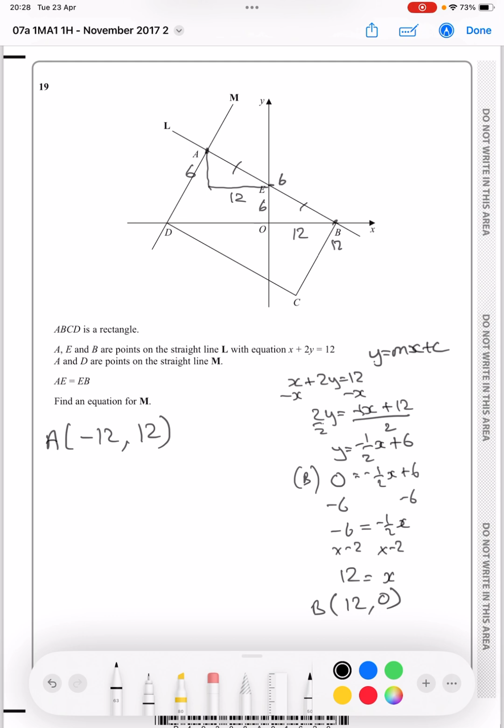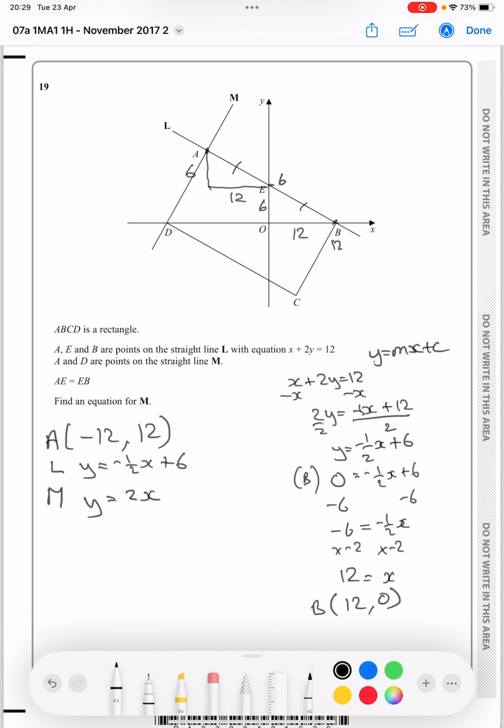Now what I need to do is look at M. Now M is perpendicular to L. So I'm going to write L above here just so we can see it. So L is minus a half x plus 6. I'm only interested in the gradient. So for M, the gradient is the perfect inverse of minus a half. Well, minus becomes positive, and the reciprocal of a half is 2 over 1.